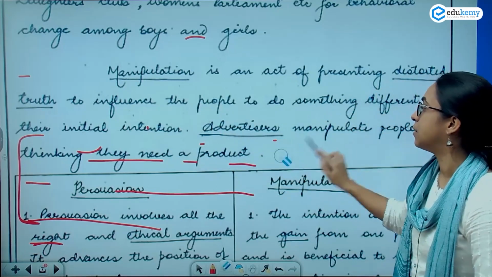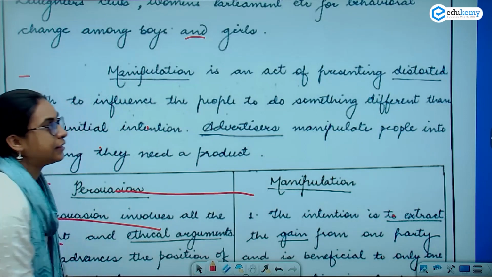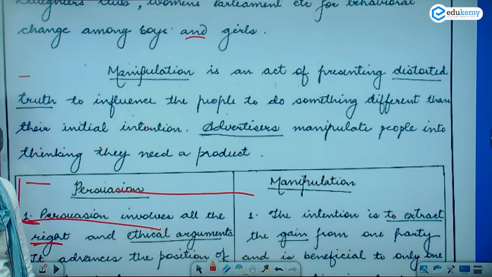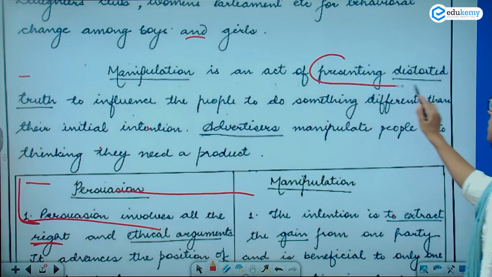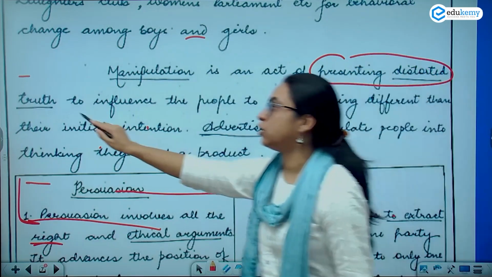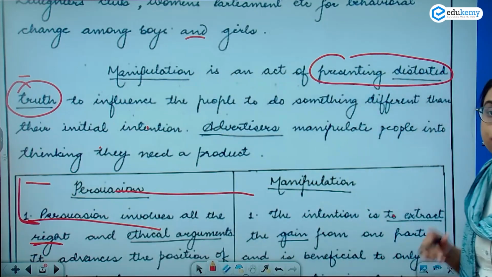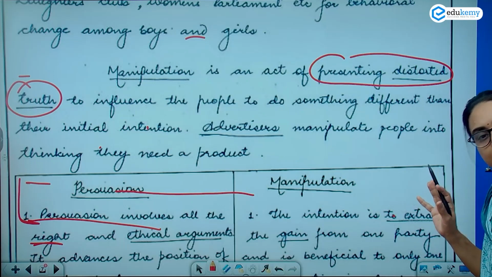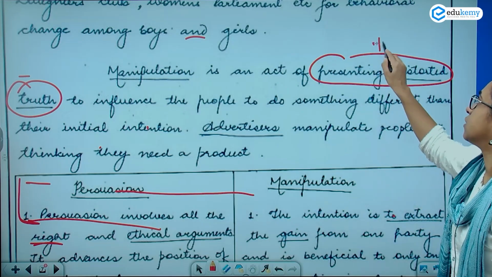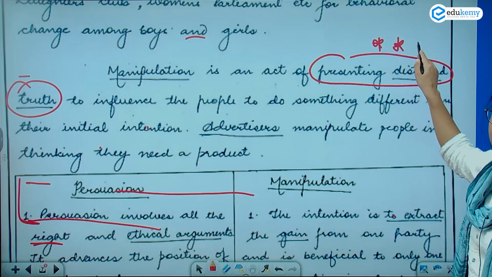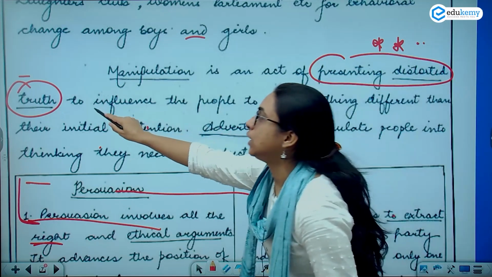Now, what is manipulation? In the manipulation, there is distorted fact or distorted truth that is presented. So there is presenting of the distorted truth to influence the people to do something different from their initial intention. So here this is the most important keyword, that you distort the fact, that you distort the truth, and then you try to influence or convince people.